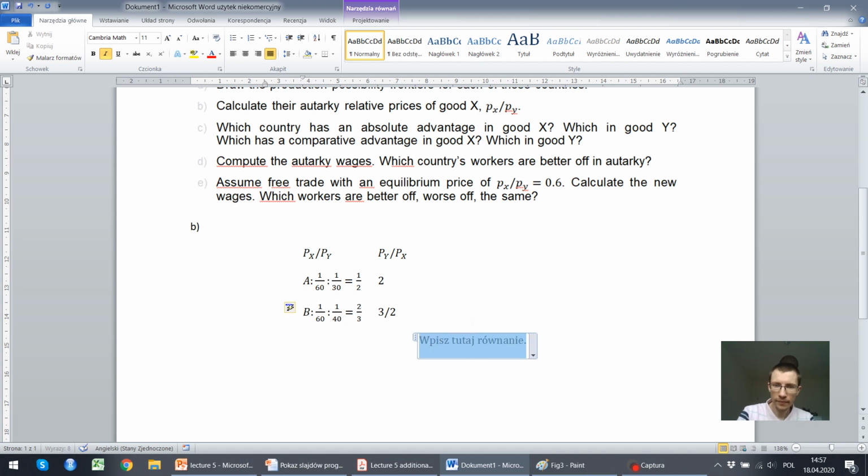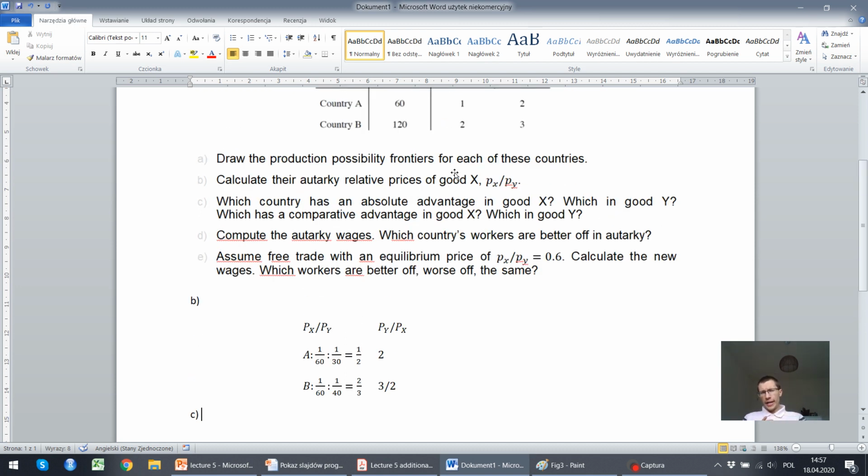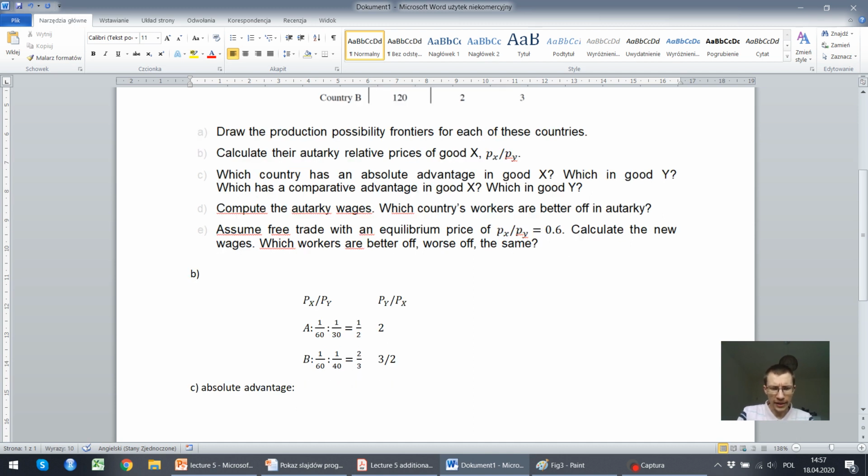C. A fundamental question: which country has an absolute advantage in good X? Which country has an absolute advantage in good Y? Then, which country has a comparative advantage in good X, and which country has a comparative advantage in good Y? How to decide which country has a particular type of advantage? So let's focus first of all on absolute advantage.